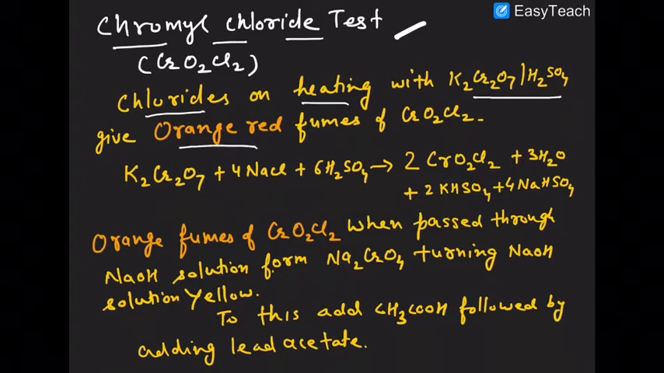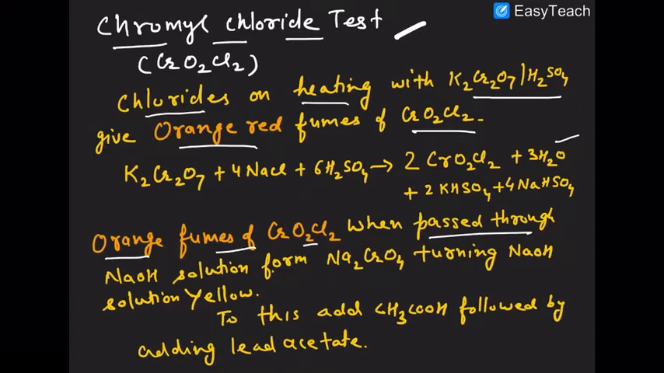orange red fumes of chromyl chloride, CrO2Cl2, are formed. Look at that equation. What happens? Dense orange red fumes will be produced in the test tube. When these orange fumes are passed through NaOH solution, then the sodium hydroxide solution becomes yellow due to the formation of sodium chromate.